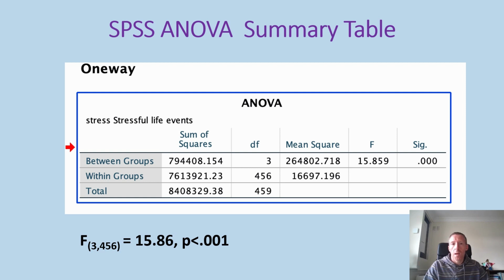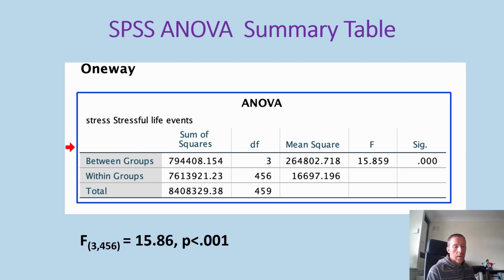If you then take those two mean squares and divide the between groups by the within groups, that's the ratio of between groups to within groups, and that gives you the F value. So if you took 264,802.718 and divided by 16,697.196, you get a value of about 15.859, which is the F statistic. With such knowledge, you could then use an F distribution table, look at the critical values and figure out what the probability is. But luckily, SPSS gives us the statistical significance in the column labeled Sig, and it tells us that it is less than 0.001. So a highly statistically significant difference.